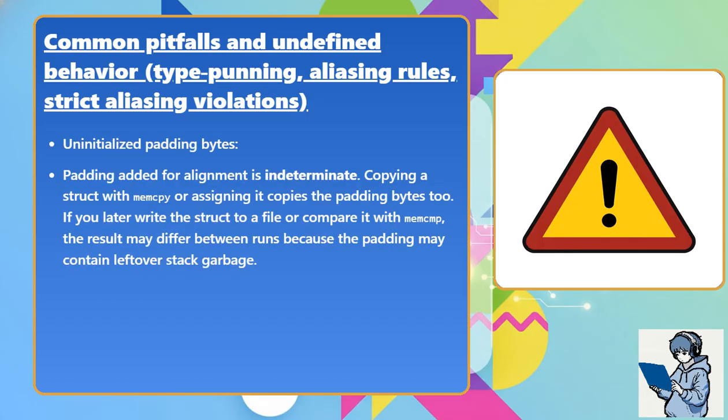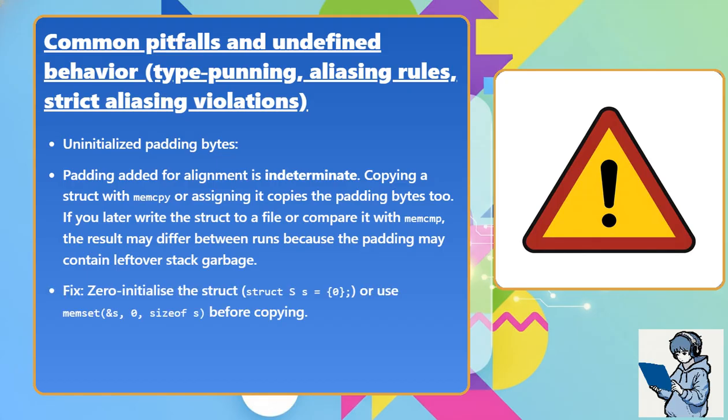Uninitialized padding bytes. Padding added for alignment is indeterminate. Copying a struct with memcpy or assigning it copies the padding bytes as well. If you later write the struct to a file or compare it with memcmp, the result may differ between runs because the padding may contain leftover stack garbage. Fix is to zero initialize the struct.